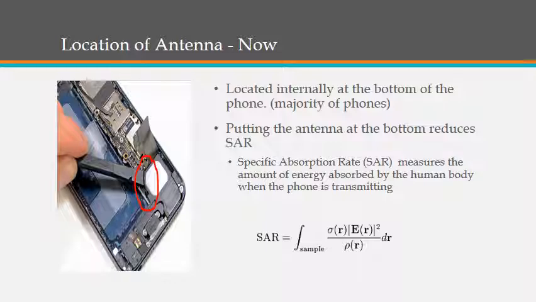Location of antenna now. Nowadays, most of the phones you find have an antenna at the bottom of the phone internally. This is shown in the diagram right there, circled in red. That's the antenna. That's where the signal is inputted and it radiates. The main reason for putting the antenna at the bottom is that it reduces SAR. SAR, as previously mentioned, is the specific absorption rate, which measures the amount of energy absorbed by the human body when the phone is transmitting. The reason for putting it at the bottom is that it increases the distance between the antenna and your skull, which is the main worry that scientists have, that they want to keep it away from the skull and the brain, where it might damage the brain.